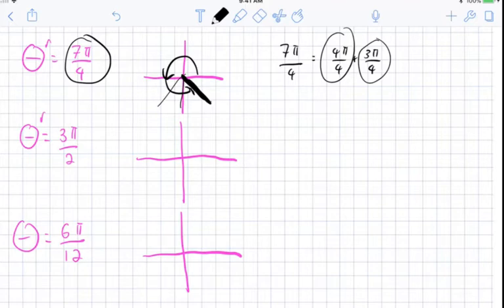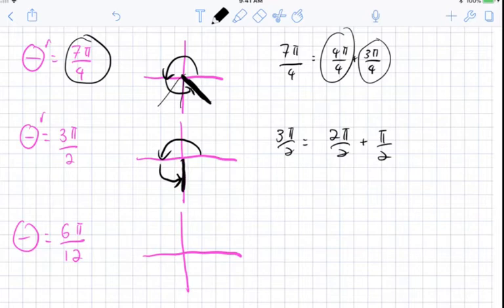3 pi over 2: you can write this as 2 pi over 2 plus pi over 2. So it's halfway around, and then halfway around like that. So it's this position. 6 pi over 12, huh? Well, this can be reduced to pi over 2, so it's that angle.